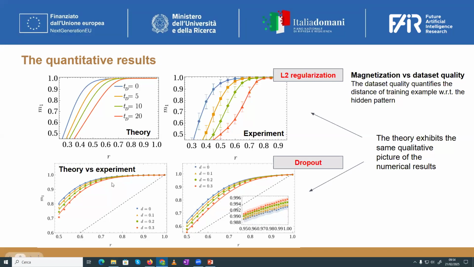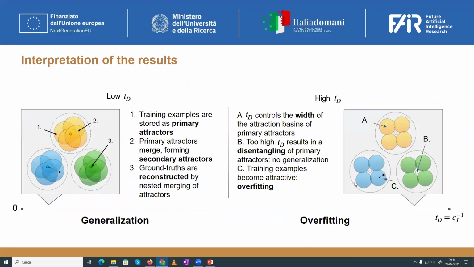Also, in the dropout model, we have a nice agreement between the numerics and the theoretical prediction. In particular, what we observed in our paper is that for high-quality datasets, for a very large number of examples stored in the networks, it is convenient to dilute the examples in order to have a gain in the generalization capabilities. And this is also observed from numerical simulations. So the basic point is that even though we are analyzing the problem at one step, we have a qualitative picture of the model. Also, I want to conclude with an interpretation of these results.